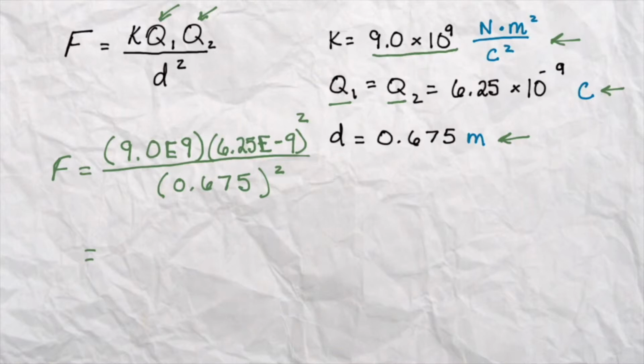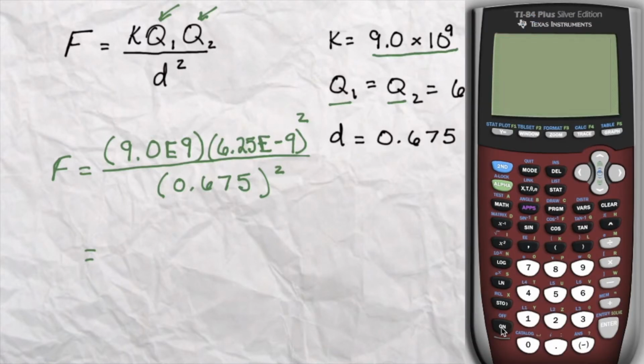So here is our calculator. Let's get it turned on. There we go. In our numerator, we have to do this multiplication. Let's enter it just like we see it. We've got parentheses 9.0 second double E, that puts us in scientific notation, times 10 to the 9th. We'll close our parenthesis.